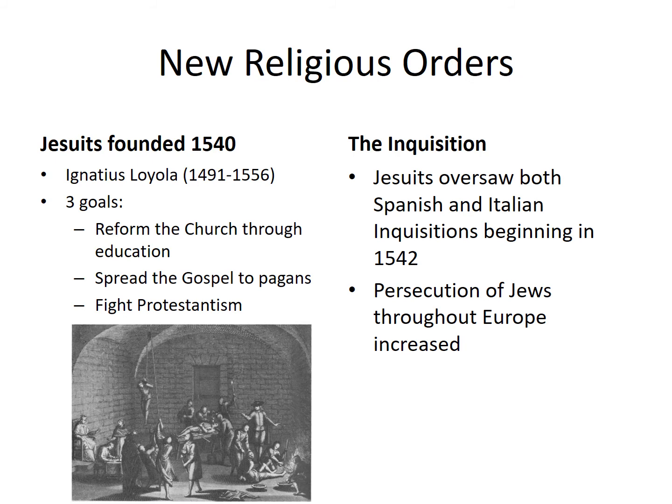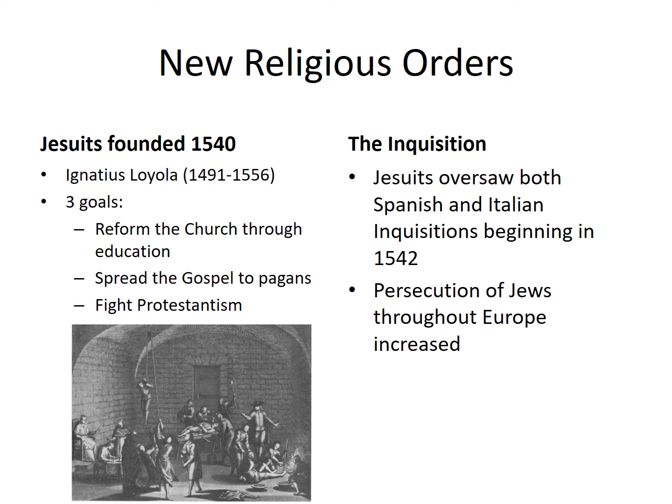New religious orders would be founded also as part of the Catholic Counter-Reformation. The Jesuits were founded in 1540 by Ignatius Loyola of Spain. His three goals were to reform the church through education, to spread the gospel to pagans, and to fight Protestantism.